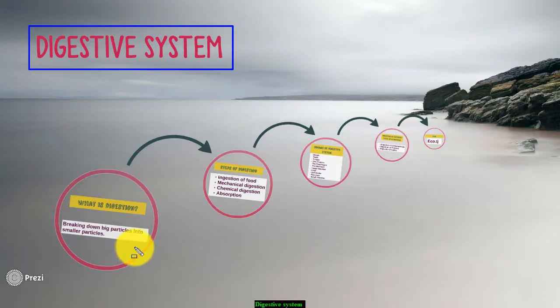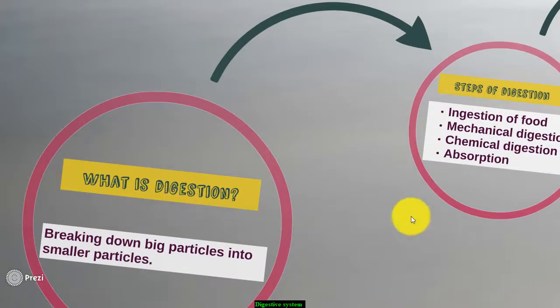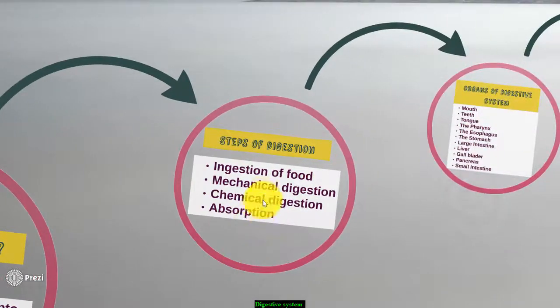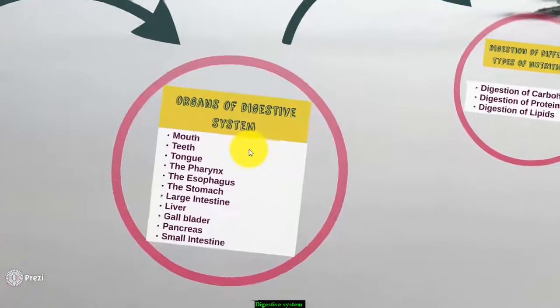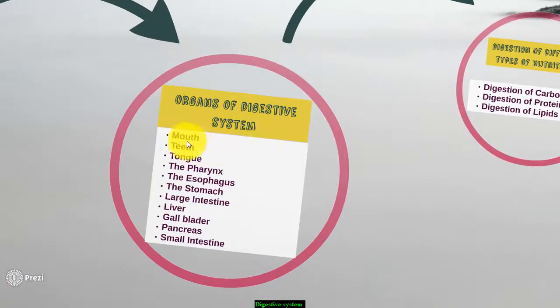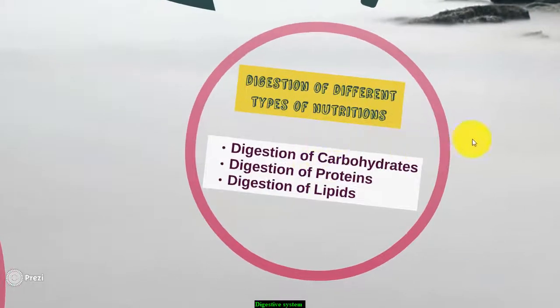In this video we are going to talk about what is digestion, then we'll continue with the steps of digestion. Later we'll mention each organ of the digestive system one by one. Finally we'll mention digestion of nutrition.